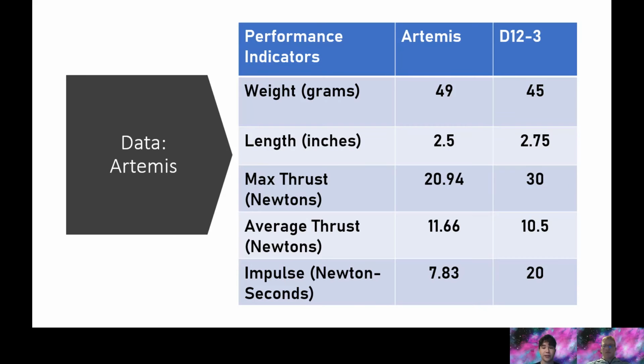But the performance indicators show that it wasn't a great engine. Its impulse was very low. It was actually the same as Janke G Jr.'s, and its max thrust was mediocre, and its average thrust was actually pretty good at 11.66 newtons.